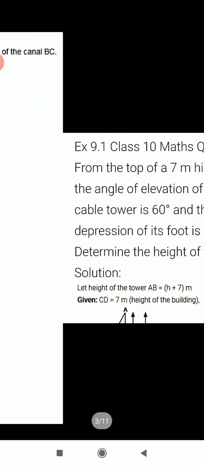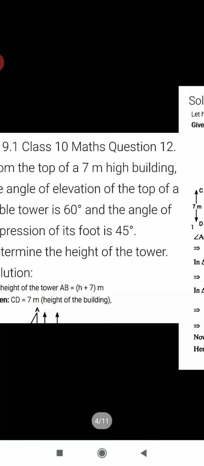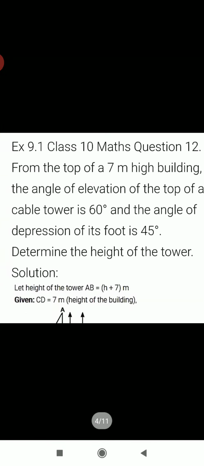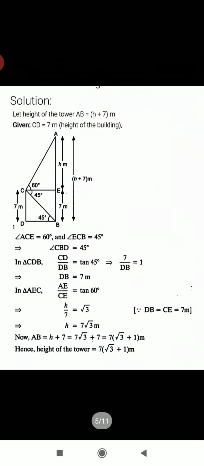Okay, so now the next question, number 12. From the top of a 7 meter high building, the angle of elevation of the top of a cable tower is 60 degrees and the angle of depression of its foot is 45 degrees. Determine the height of the tower. Now you can see here in the figure, DC is 7 meters, the height of the building. From point C the angle of elevation of the top of AB at point A is 60 degrees and the angle of depression is 45 degrees.